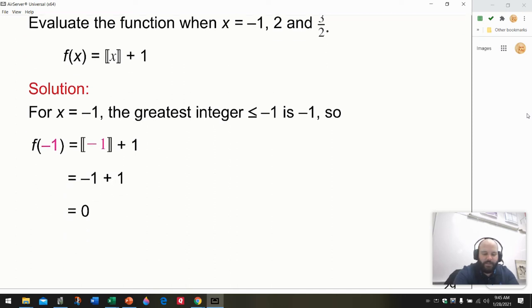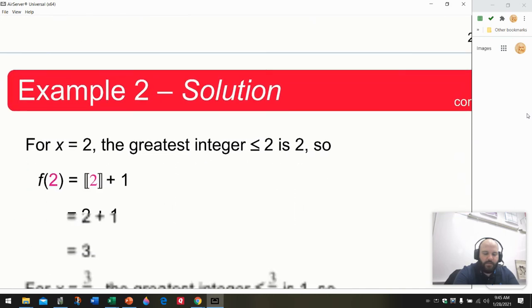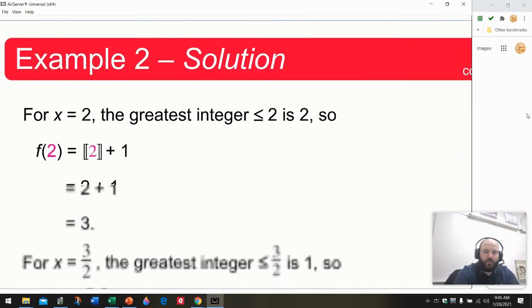In a similar fashion, whenever we substitute the number 2 in, you can see the greatest integer function. When we substitute 2 in, it does nothing to the number 2 because it is already an integer. It doesn't need to be turned into an integer. So 2 stays 2, 2 plus 1 is 3.